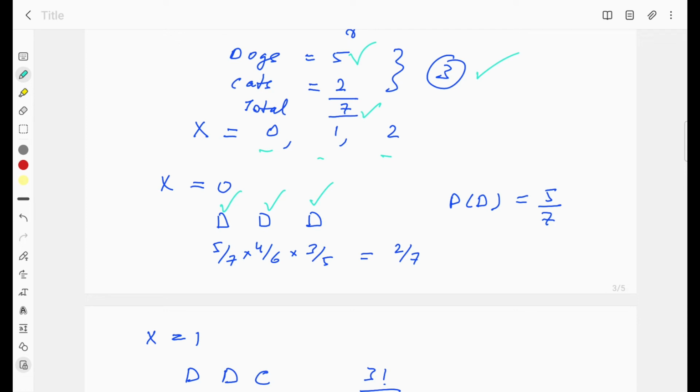Getting the first dog is 5 over 7. But when you go for the second dog, 1 is less. There will be 4 dogs and the total is also 6. The next dog will be 3 over 5, that is 4 minus 1 is 3 and 6 minus 1 is 5. If you simplify it, you get 2 over 7 as the probability of having 0 cat.